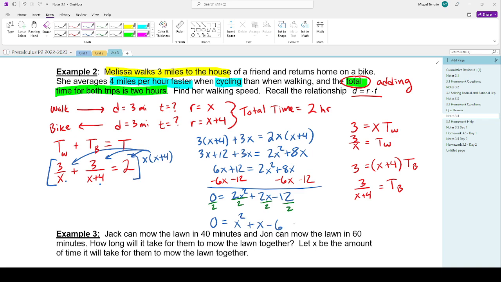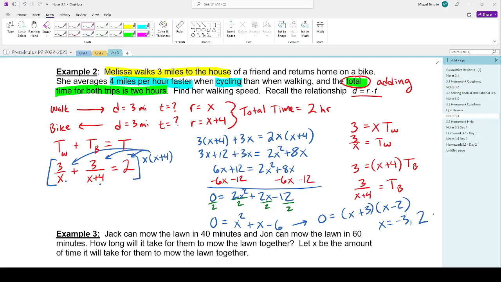And this looks a lot nicer to factor. So we're going to end up with x, what does that get us? x plus 3, x minus 2. So you'll notice our two solutions are x equals negative 3 and x equals 2.